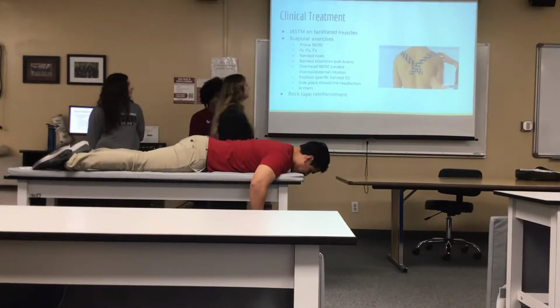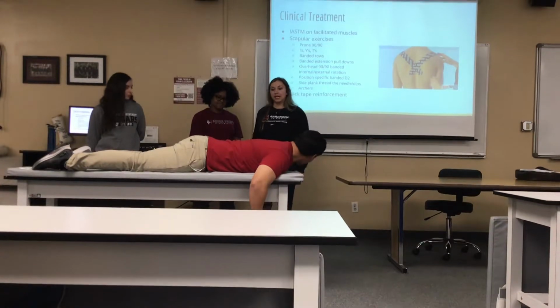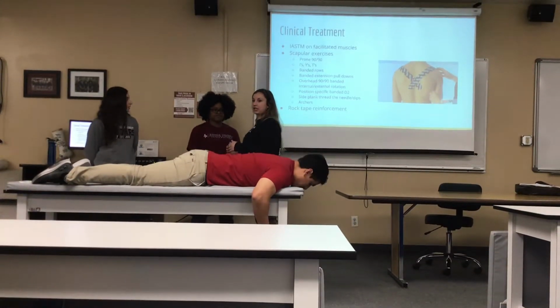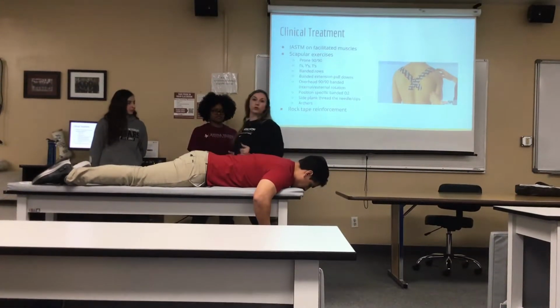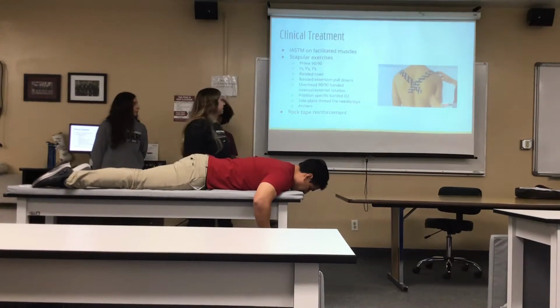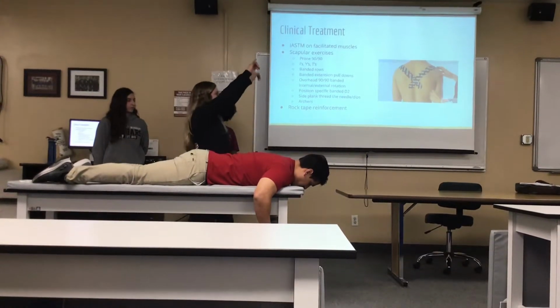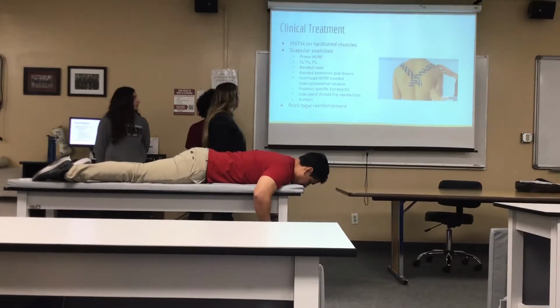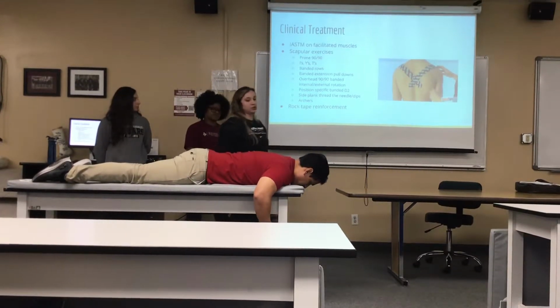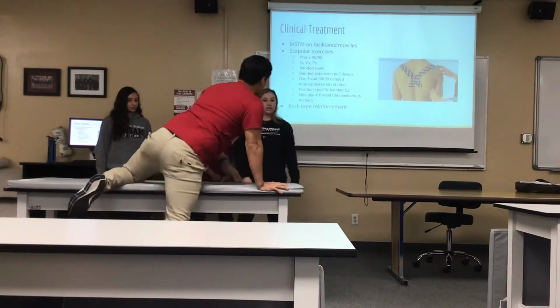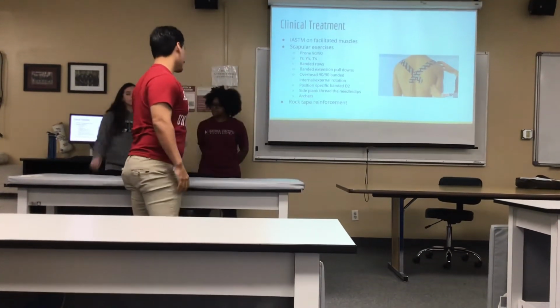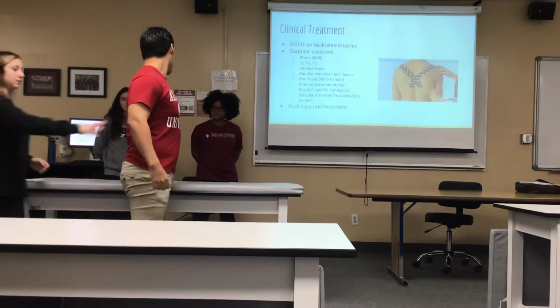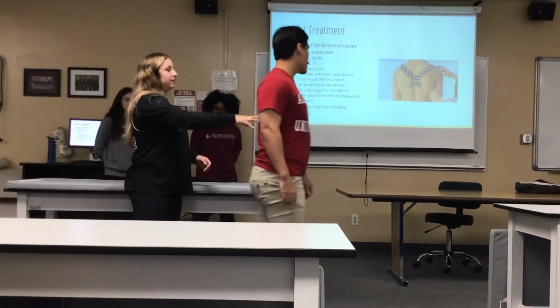Wow, impressive. Banded rows: he would be standing, you would get correct positioning of the scap, and it's just normal rows with a band. Banded extension pull down is the same thing, getting more of that overhead activity. And then overhead 90-90s, so go ahead and stand up. This one is with a band, so I'll be standing behind them with a band.